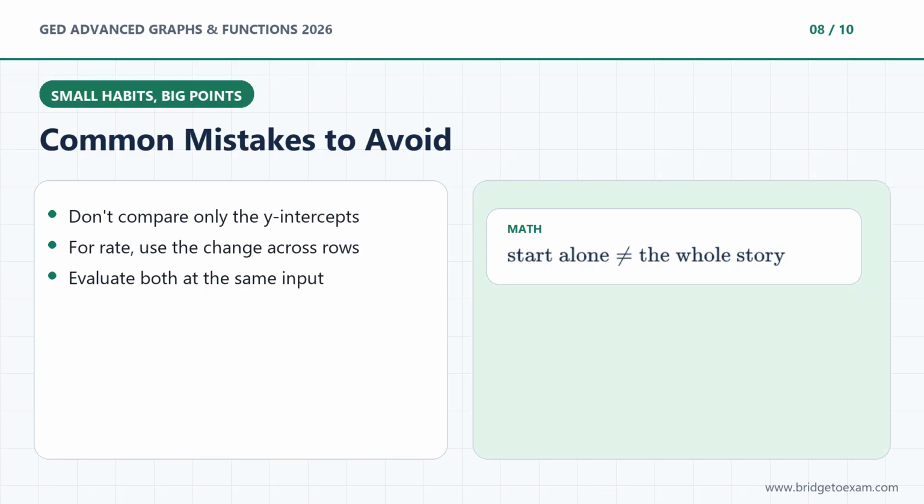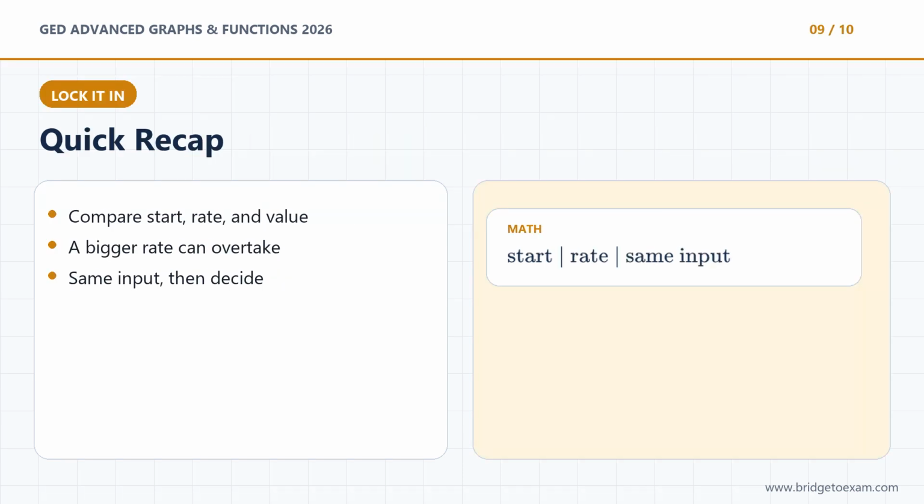3 traps. First, do not compare only the starting values. The rate can flip the result. Second, when the question is about a rate, do not rely on a single table row. Look at the change across rows. Third, always evaluate both functions at the same input. Fair, careful comparison wins. Let's lock it in.